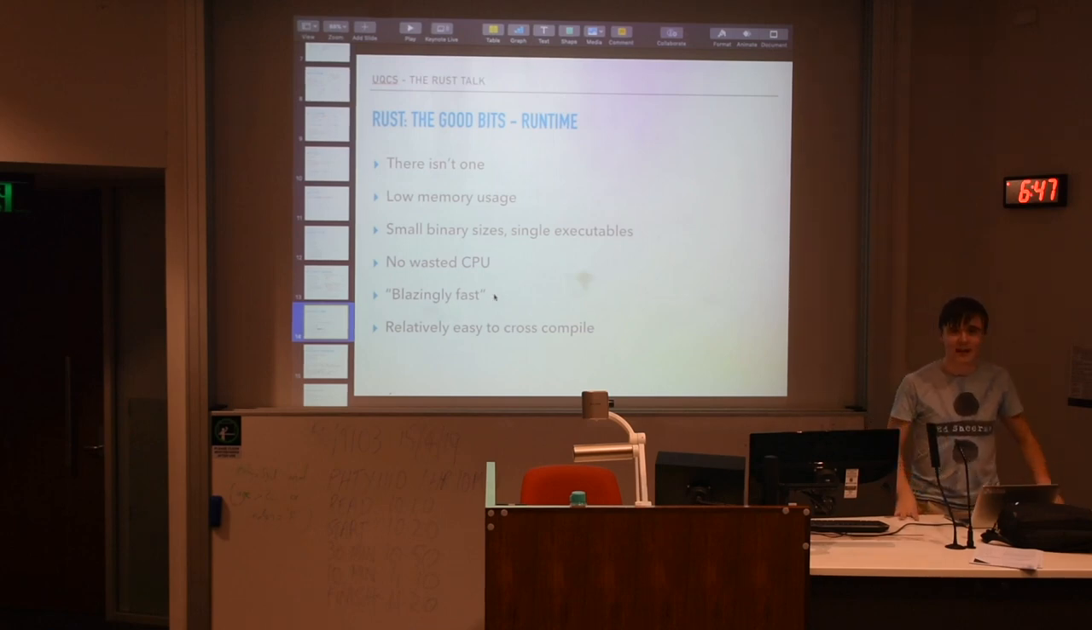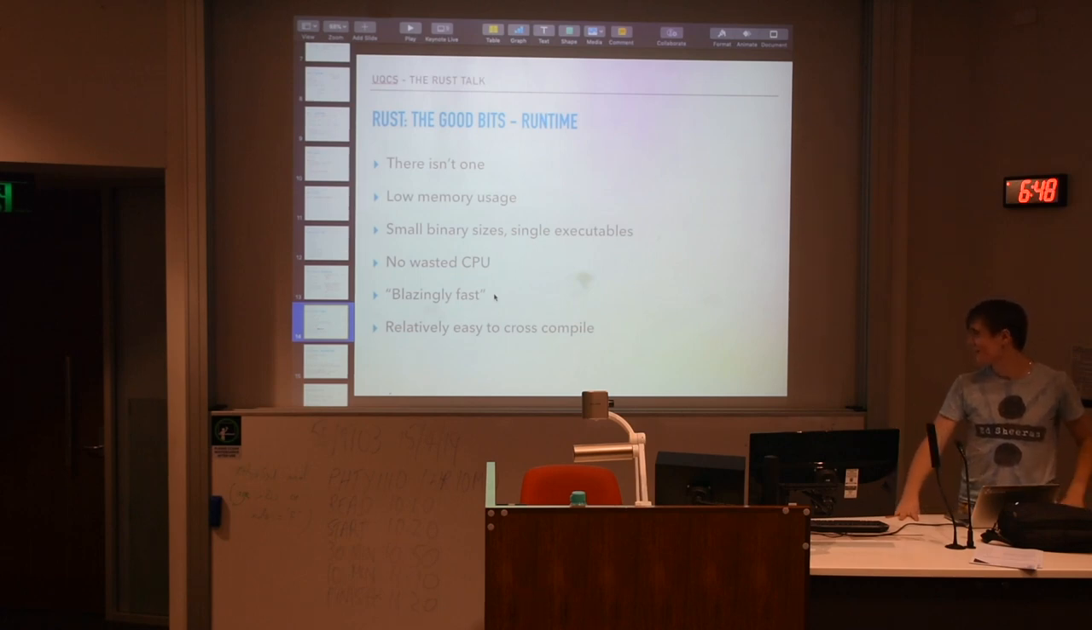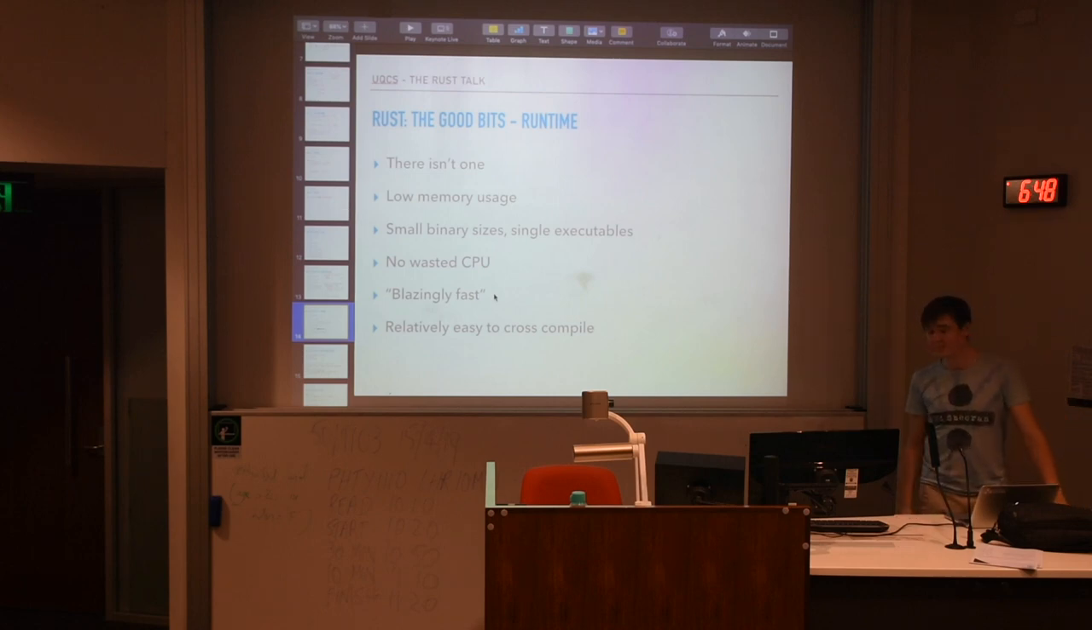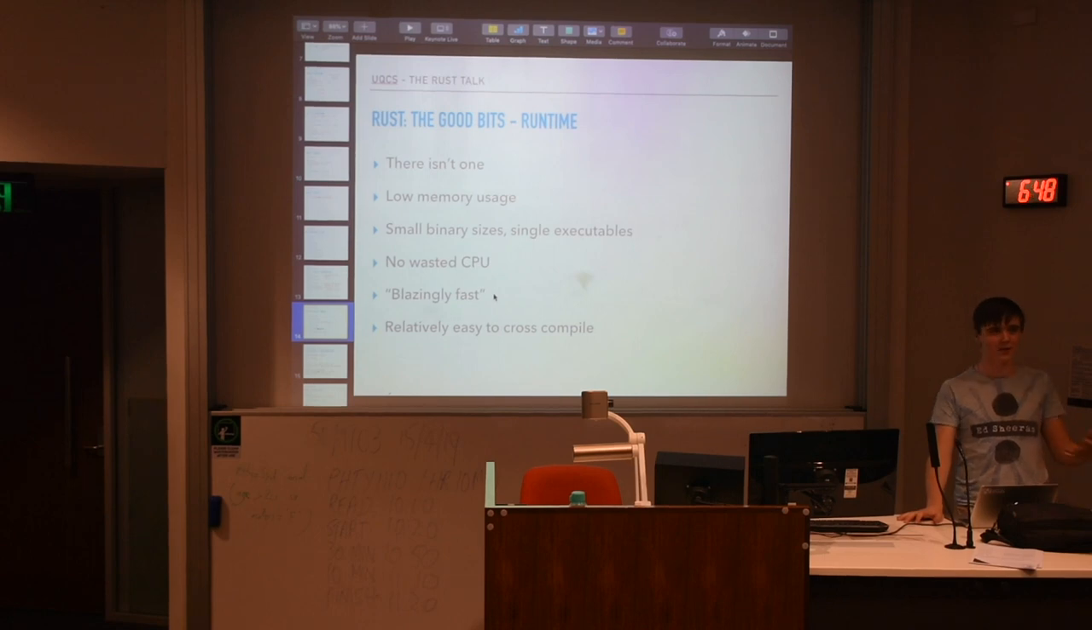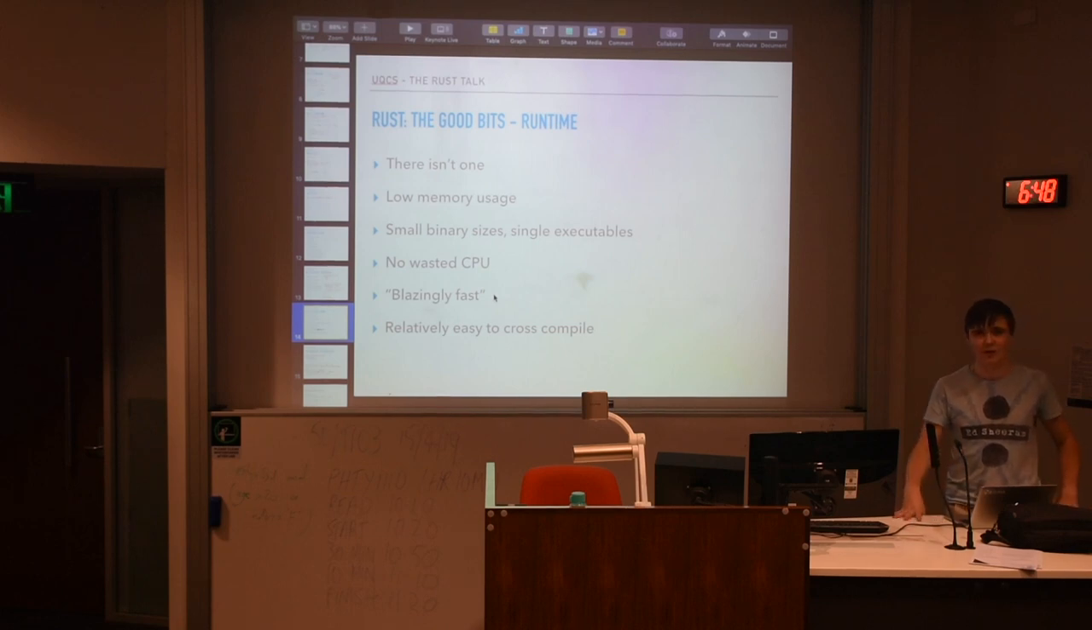Blazingly fast, it's pretty quick. We used to have the phrase blazingly fast on the front page of the website. It's a little bit of a joke at this point, but it is really quick. There are plenty of cases of various companies or developers having a tool, thinking this tool's too slow, rewriting in Rust, suddenly it's 50% faster, 2 times faster, 5 times faster, 20 times faster, depending on what you're coming from.